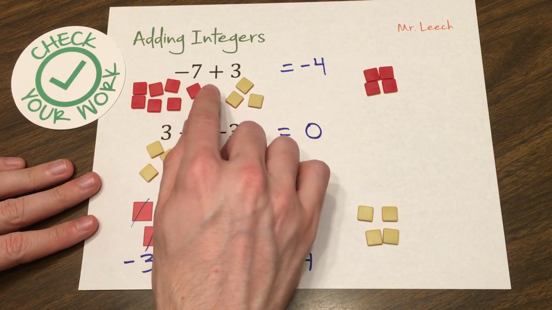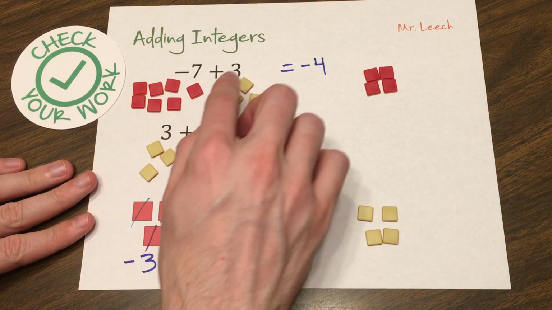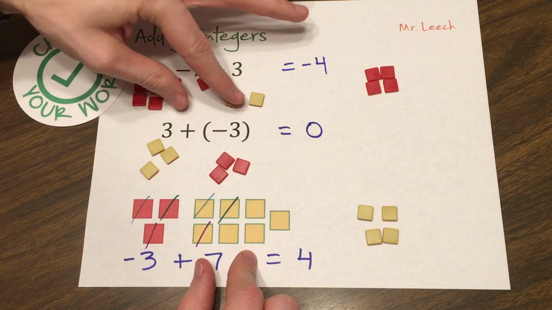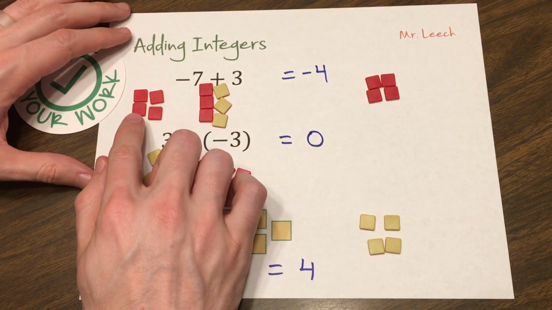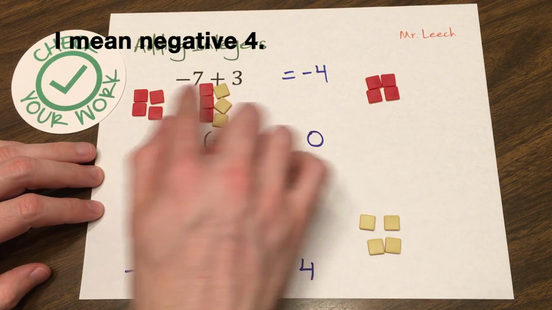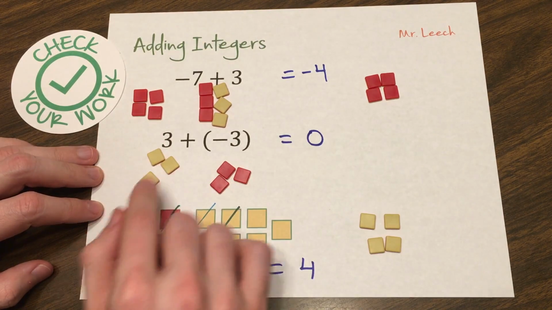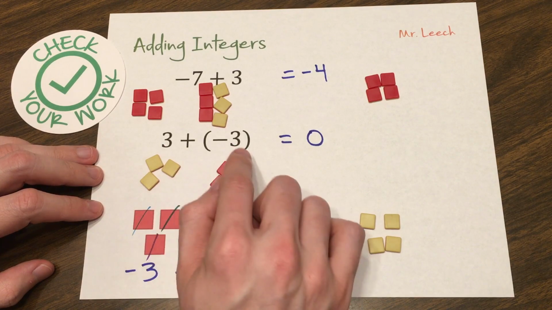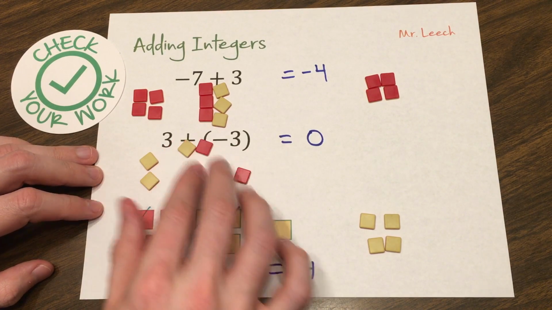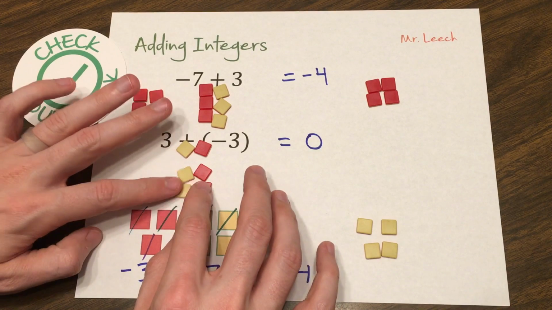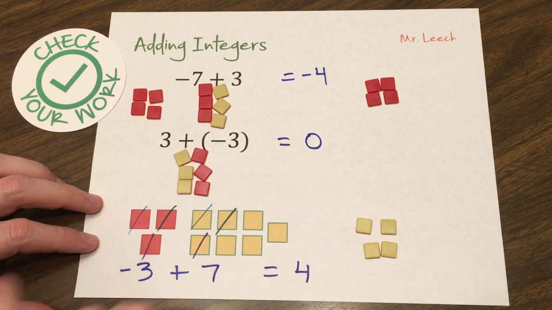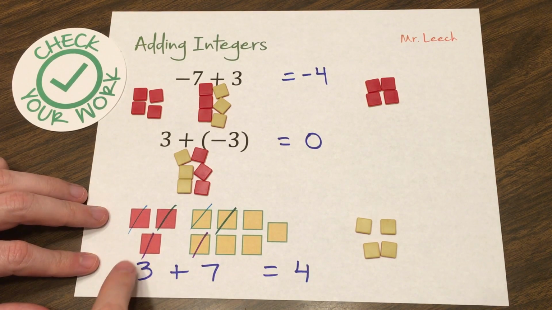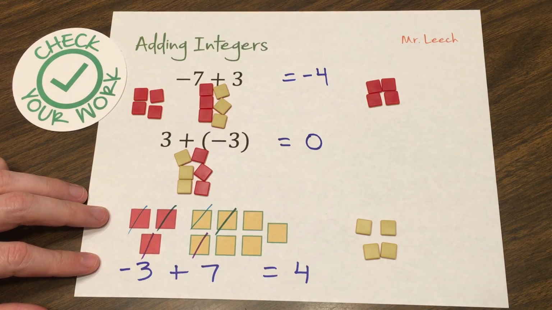So we have -7 plus 3. We have 3 zero pairs that pair up and become 0. So these are going to go away, and we're left with 4. Then I have a +3 plus a -3. Each of these also pair up, and then you're left with just 0, because really this is just 3 minus 3, which is 0.